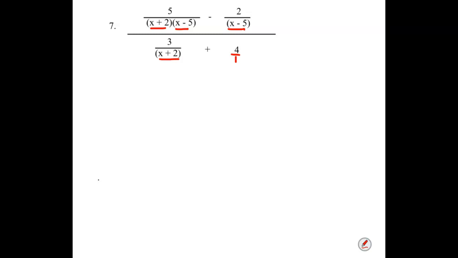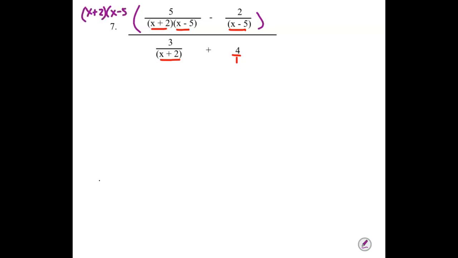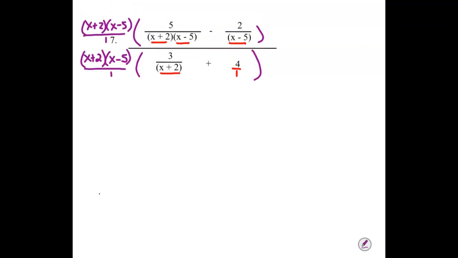So I'm going to go ahead and multiply by our least common denominator. In this case, our LCD, our common denominator, would be an x plus 2 and an x minus 5. And remember that we are multiplying that to all of the numerator and all of the denominator of this big complex expression. All right, so what happens when we multiply it to our first term?